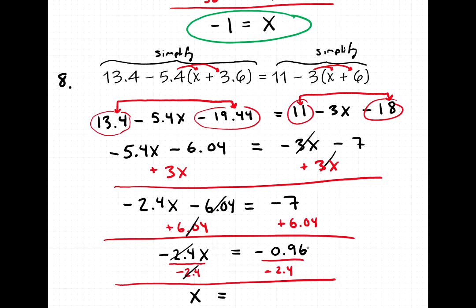negative 0.96 divided by negative 2.4 is a negative, oh sorry, 2 negatives make a positive, so it will be positive 0.4. I think, let me just double check that with a calculator. Yeah, a positive 0.4. And that should do it for number 8.